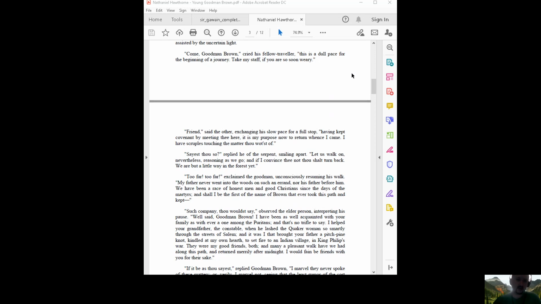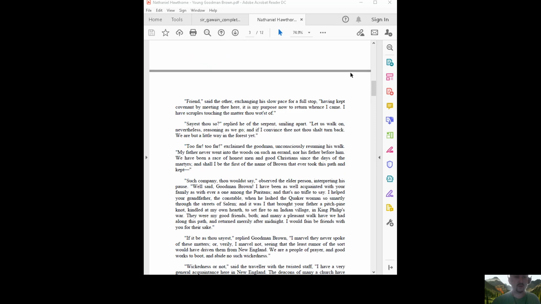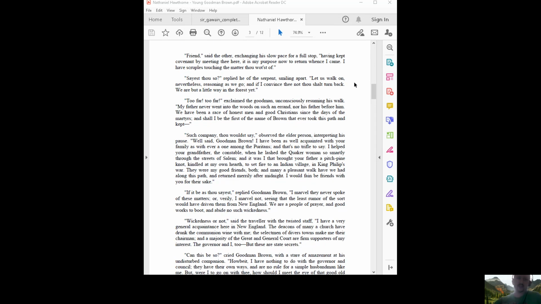"Come, Goodman Brown," cried his fellow traveler. "This is a dull place for the beginning of a journey. Take my staff if you are so soon weary." "Friend," said the other, exchanging his slow pace for a full stop, "having kept covenant by meeting thee here, it is my purpose now to return whence I came. I have scruples touching the matter thou wottest of."